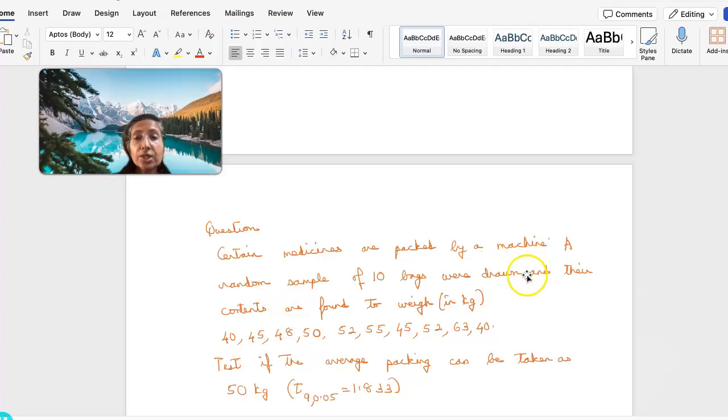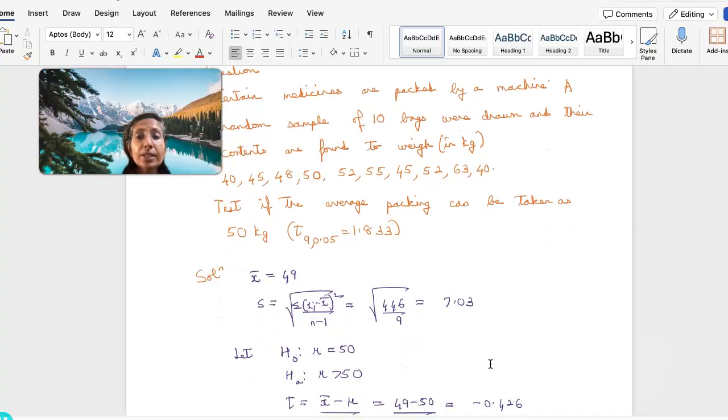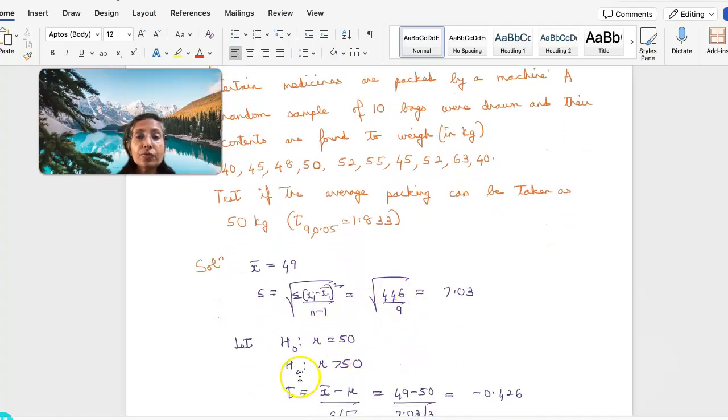Coming to the next question, certain medicines are packed by a machine A. A random sample of 10 bags were drawn and their contents were found to weigh in kg as follows. Test if the average packing can be taken as 50 kg. We are given that t 9, 0.05 using the table is 1.833. So x bar is 49, you can calculate, and s is the square root of summation xi minus x bar the whole squared by n minus 1. When you calculate, you get it as 7.03. So let H0 be the null hypothesis, that mu equal to 50. HA will be mu greater than 50.